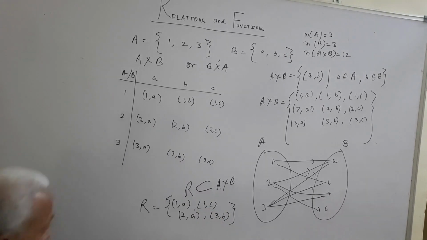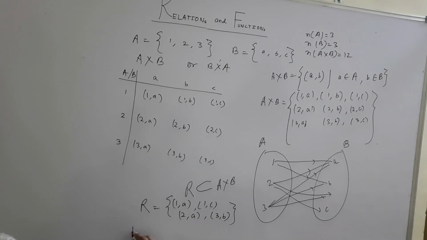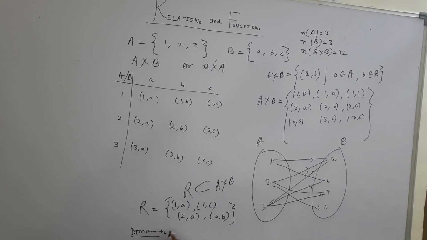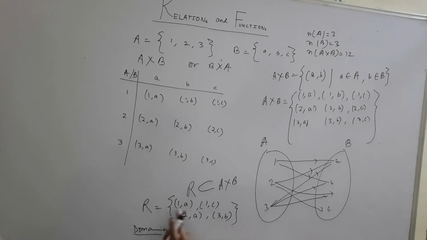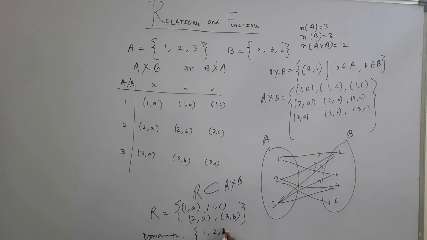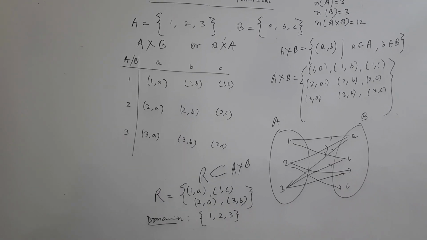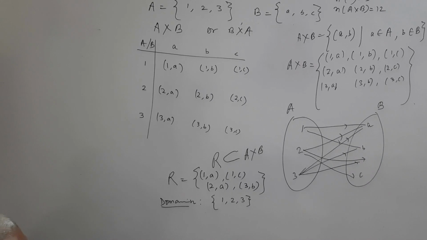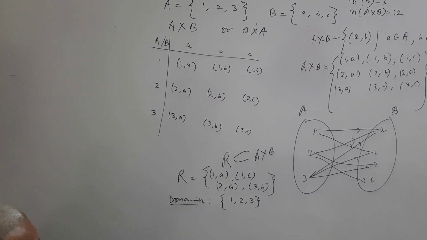Now what is the domain of the relation? Domain means the set of all the first elements of this set. That is 1, 2, 3.